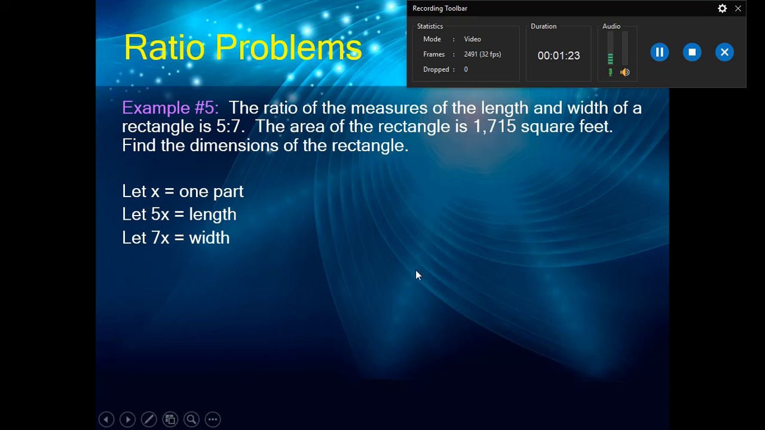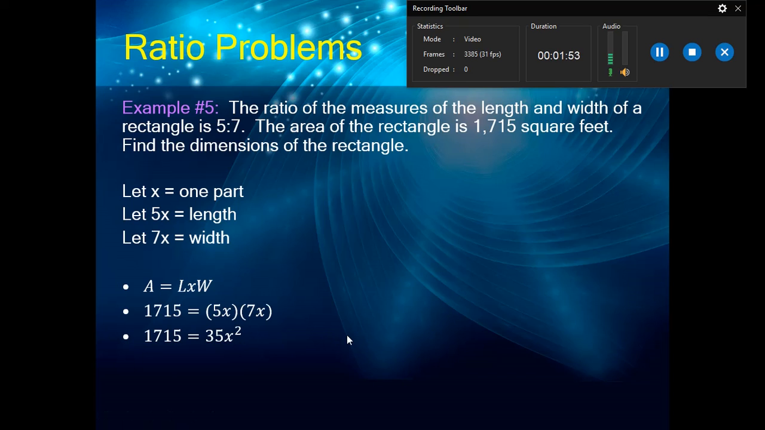From there, we're going to start with an area formula for a rectangle, which is length times width. You can use base times height, side times side, and we're going to sub in what we know. So we know that the area is 1,715 feet, and we're going to multiply our dimensions for length and width. Make sure you put parentheses around these so that we don't lose a coefficient or an exponent. So this will give me 35x squared, which makes this a quadratic equation.